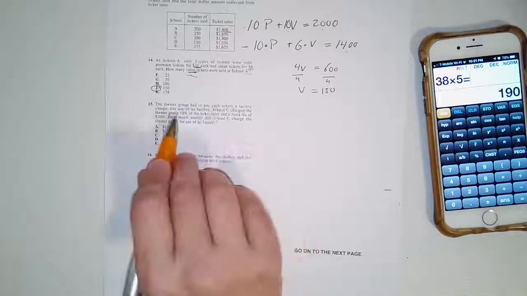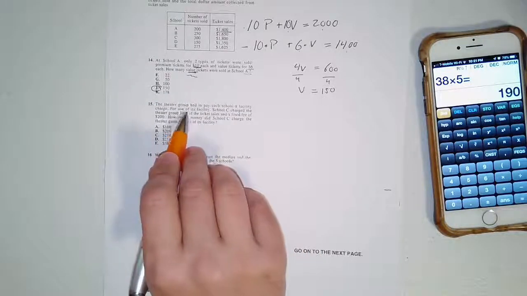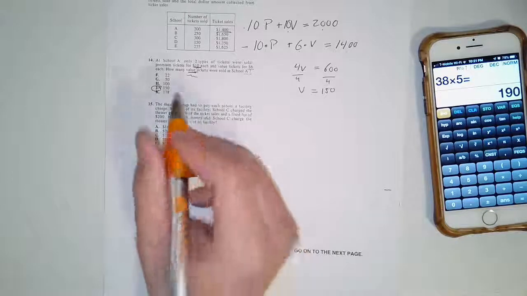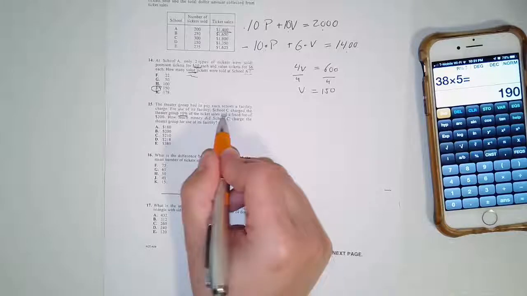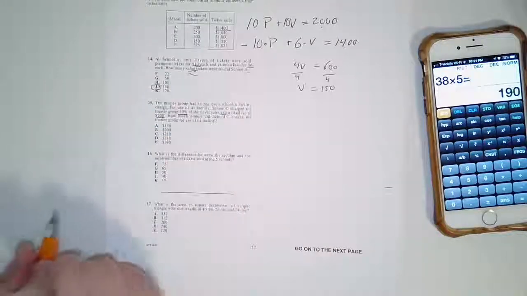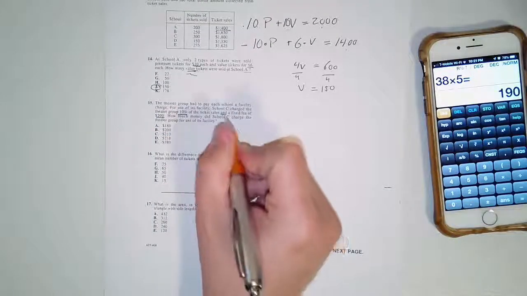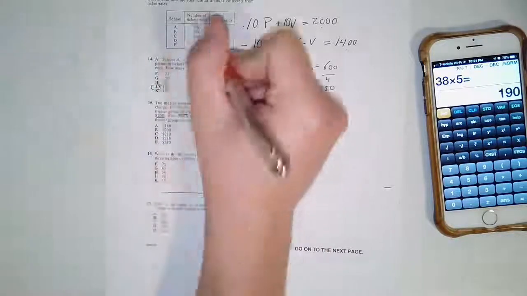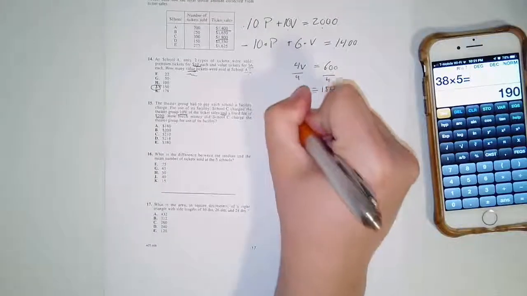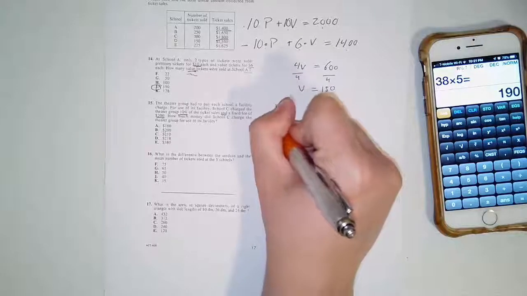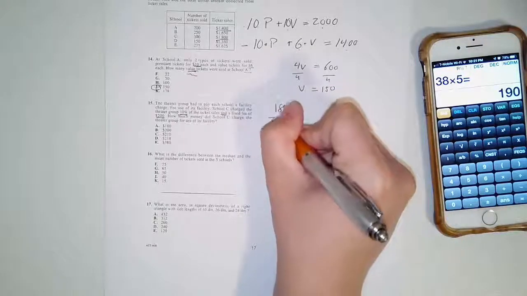The theater group had to pay each school a facility charge. For use of its facility, School C charged the theater group 10% of the ticket sales and a fixed fee of $200. How much money did School C charge? Well, 10% of the ticket sales is 10% of $1,800, which is $180, plus the fixed fee of $200. So total, that makes $380.